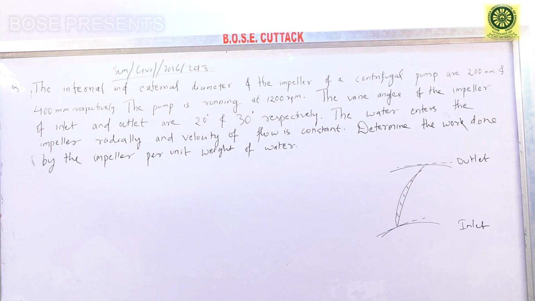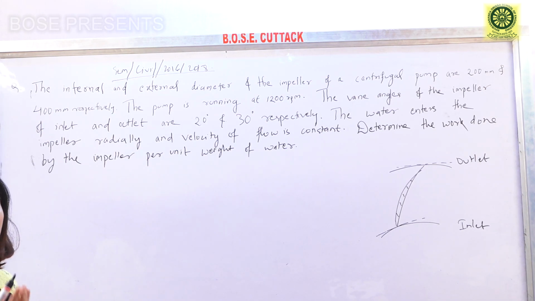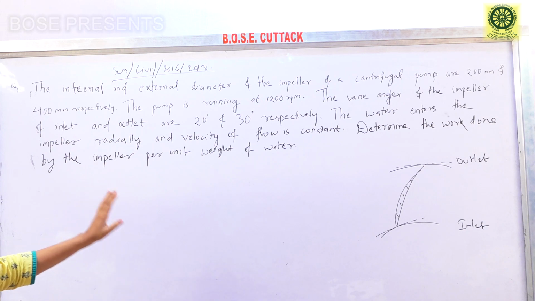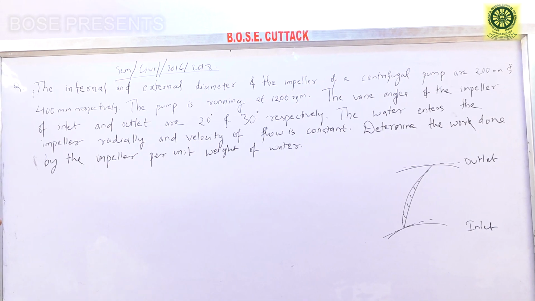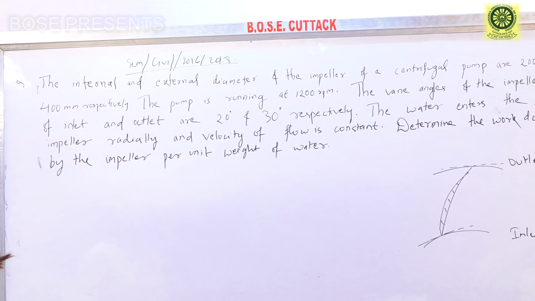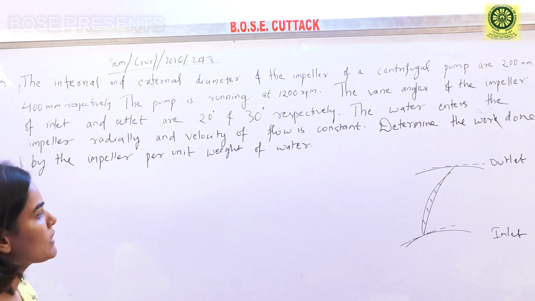Now what else is given? The pump is running at 1200 rpm, that is the speed of the pump is given. Then the vane angles of the impeller at inlet and outlet are 20 degrees and 30 degrees respectively. Again, what it is saying: water enters the impeller radially and velocity of flow is constant.